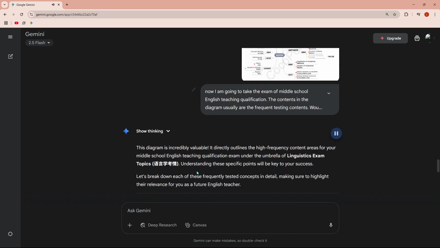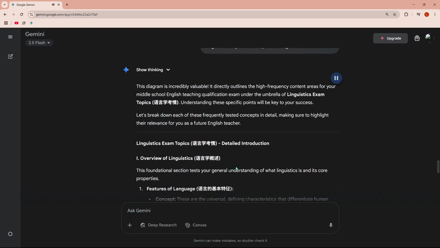This diagram is incredibly valuable. It directly outlines the high-frequency content areas for your middle school English teaching qualification exam under the umbrella of Linguistics Exam Topics, Yuyan Shui Kao Cheng. Understanding these specific points will be key to your success. Let's break down each of these frequently tested concepts in detail, making sure to highlight their relevance for you as a future English teacher. Linguistics Exam Topics, Yuyan Shui Kao Cheng.